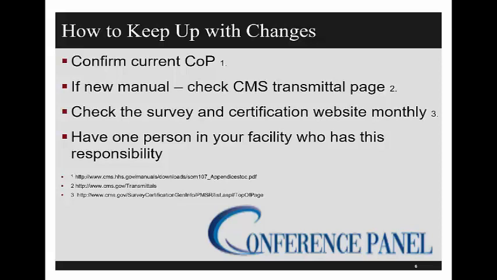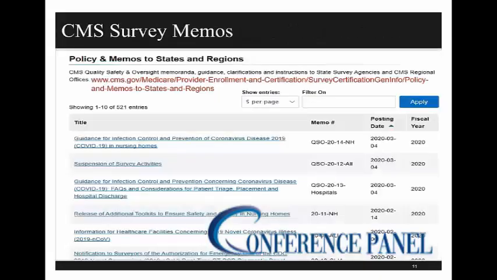It's almost 2 years now. In fact, it was 2 years yesterday. Today is February 3rd. It was 2 years yesterday, and they still don't have them. These are interpretive guidelines and survey procedures that they did not get accomplished. And of course, this is what it looks like to go onto that survey memo site, the policy and memos, states and region. And again, that's what CMS sends to their surveyors to keep them up to speed.